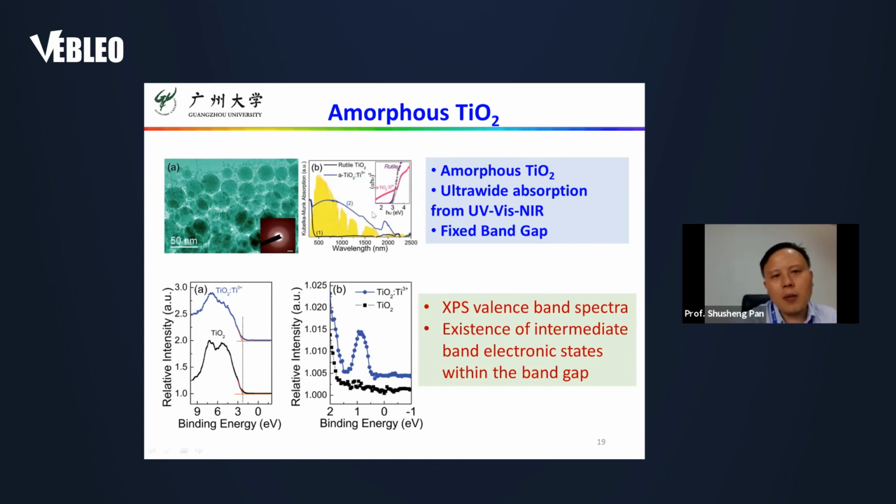And from the optical absorption, the amorphous titanium oxide has ultra-wide absorption from UV to visible to near infrared light, and the amorphous titanium oxide band gap is fixed. From the XPS valence band spectra, one can see there is the existence of intermediate band electronic states within the band gap.